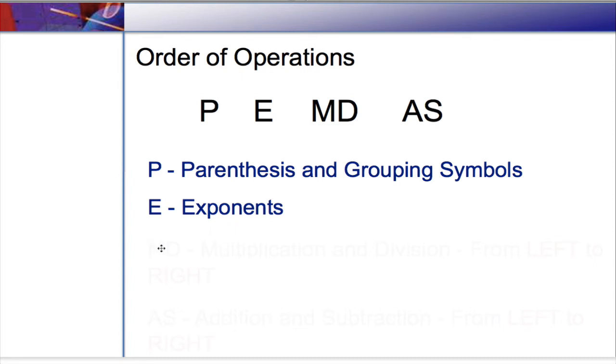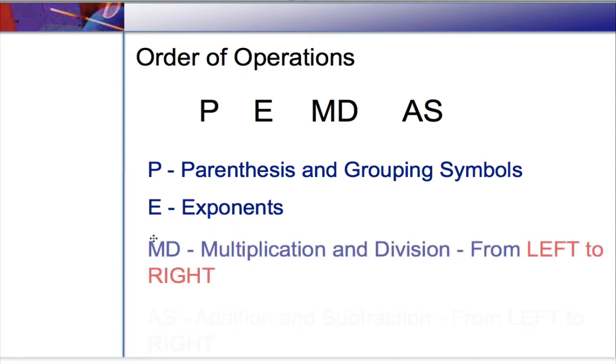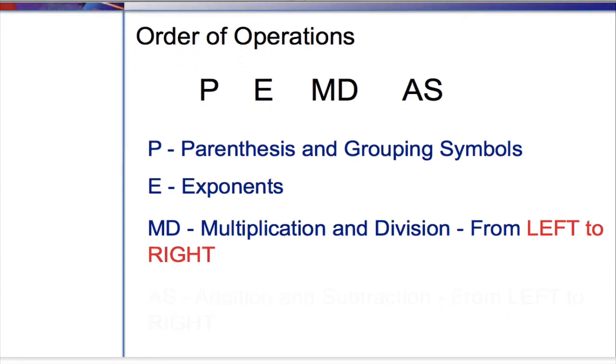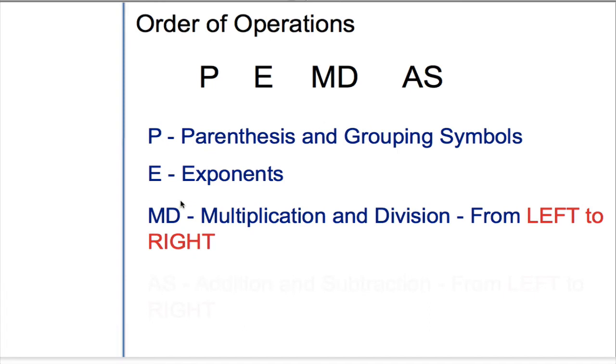MD stands for multiplication and division. And this is really important. I want you to write it in your notes and underline it or highlight it or whatever. Multiplication and division have to go from left to right every single time. Don't just do what's positive first. Don't do the multiplication first and then the division. It goes from left to right.